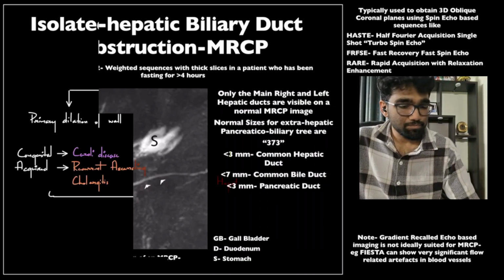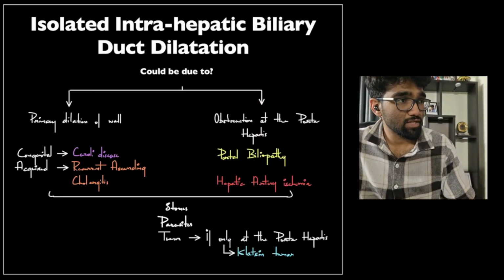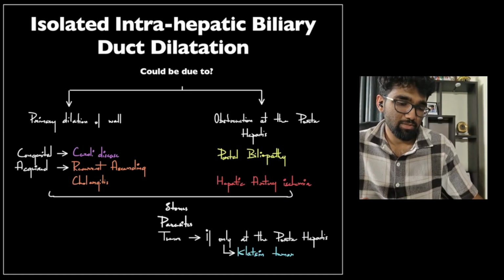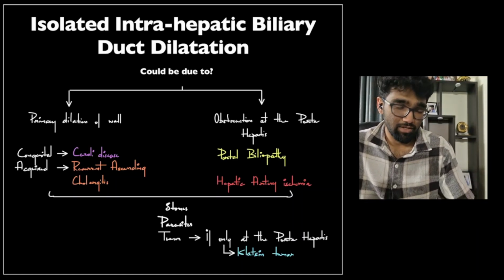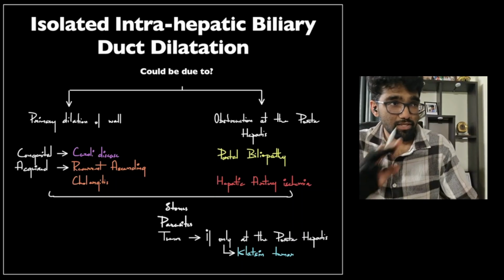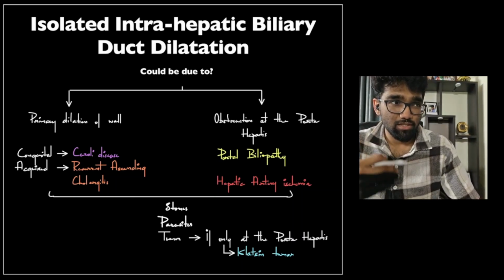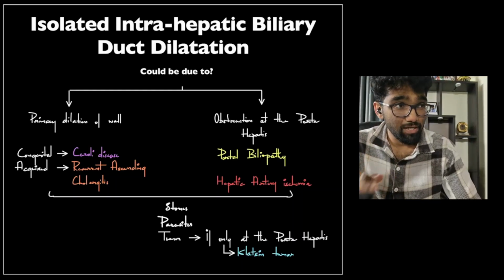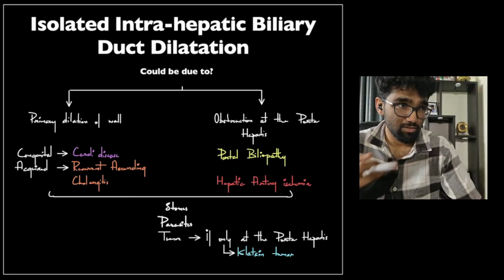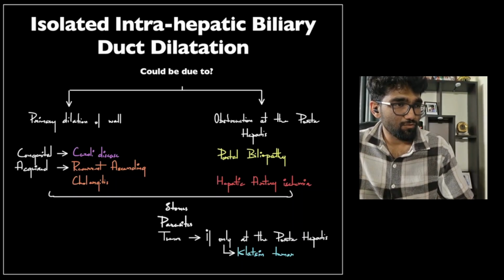Now, having reviewed the imaging, we come to an important clinical scenario, that is isolated intrahepatic biliary duct dilatation. That would mean that the intrahepatic biliary ducts are visible, but the extrahepatic biliary ducts are not dilated: the common hepatic duct is less than 3 millimeters, the common bile duct is less than 7 millimeters, and the pancreatic duct is also less than 3 millimeters. So in that situation, what might be the cause?